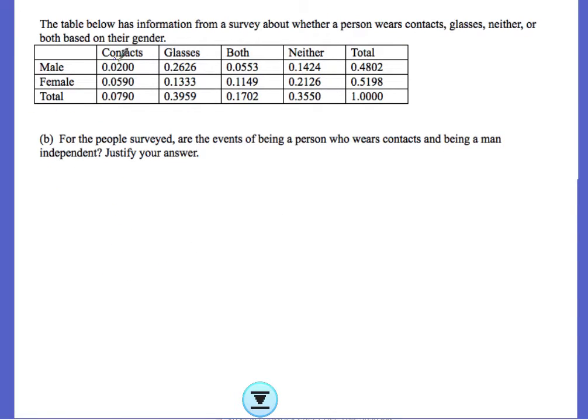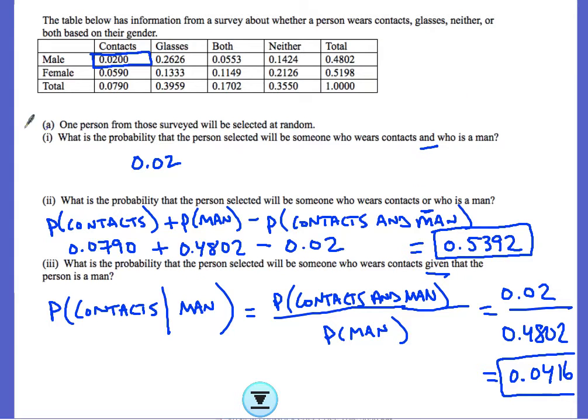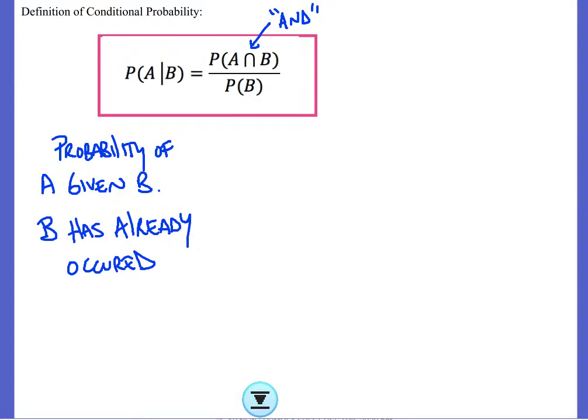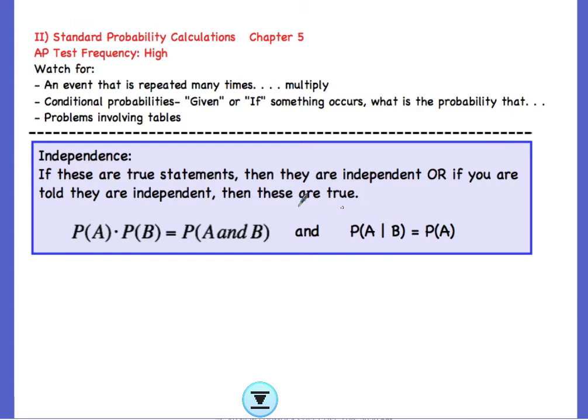All right, here's the same scenario, but now this is part B of the question. So this is a true AP format where part A might even have 3 parts to it. So here's part B. For the people surveyed, are the events of being a person who wears contacts and being a man independent? So we have to justify if they are independent or not. So the way we can do that, go back here, we can use any of these formulas to try to verify that.